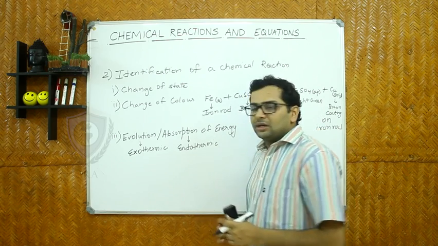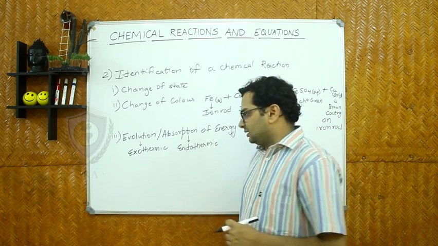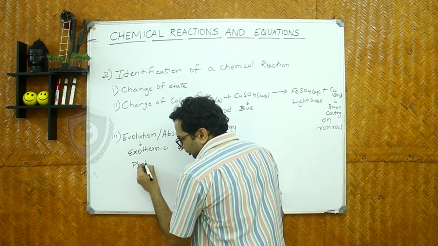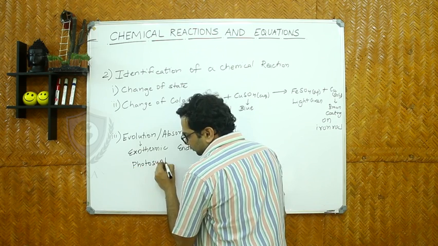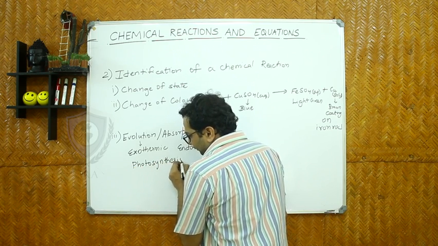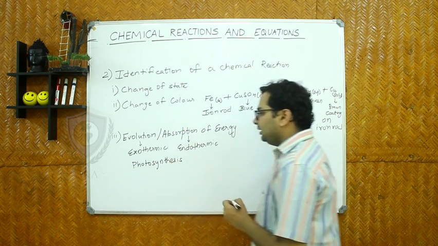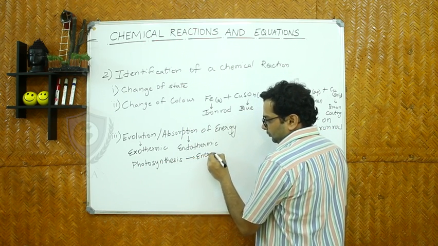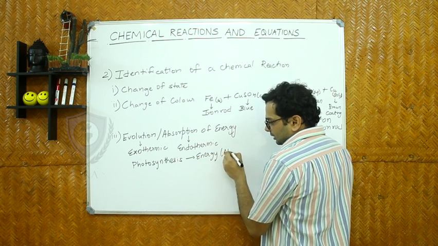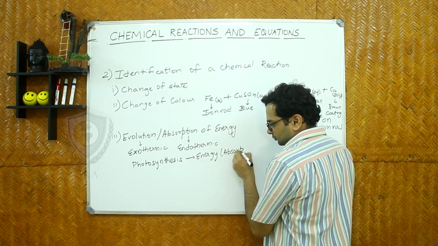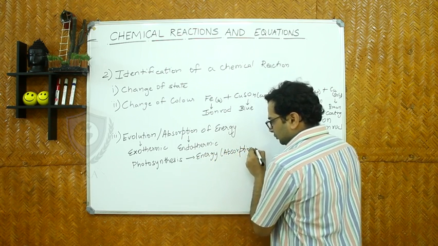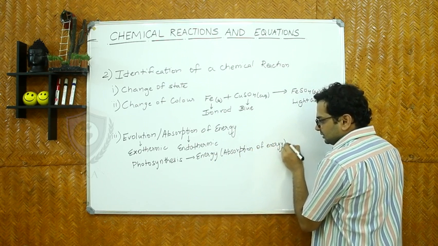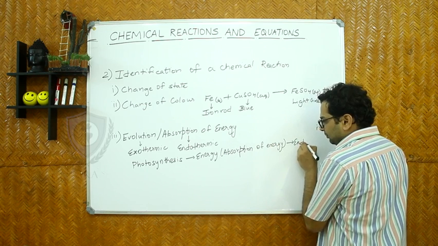So let's look at simple examples to understand this. In the photosynthesis process, you would have learnt in your school days, the process by which the plants make food, right? So photosynthesis requires energy. So there is an absorption of energy here, and hence it is an endothermic process.